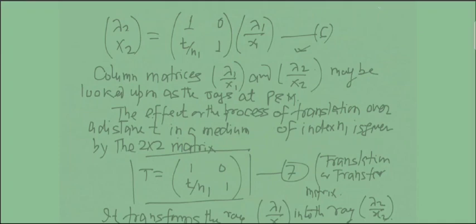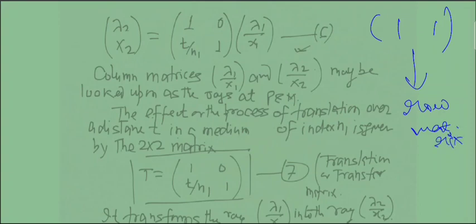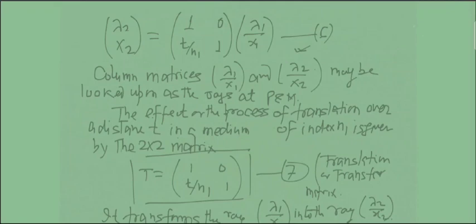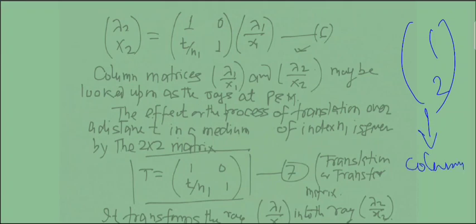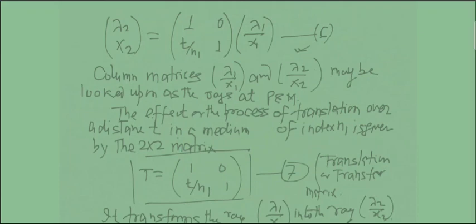So what is a row matrix? Suppose I have 1, 1. This is your row matrix, because only one row exists in this matrix. But suppose I have only a column with me: 1, 2. This is a column matrix because it has only a column. Over here, these are only vertical. Only one column is there.